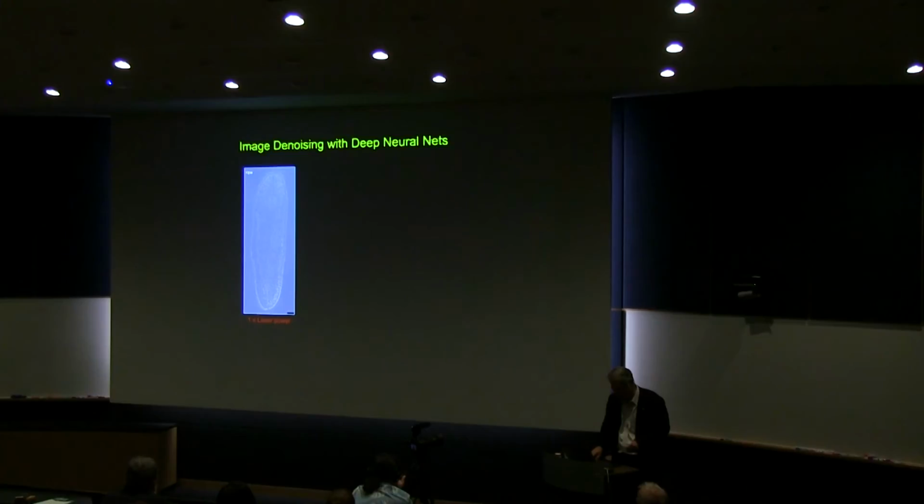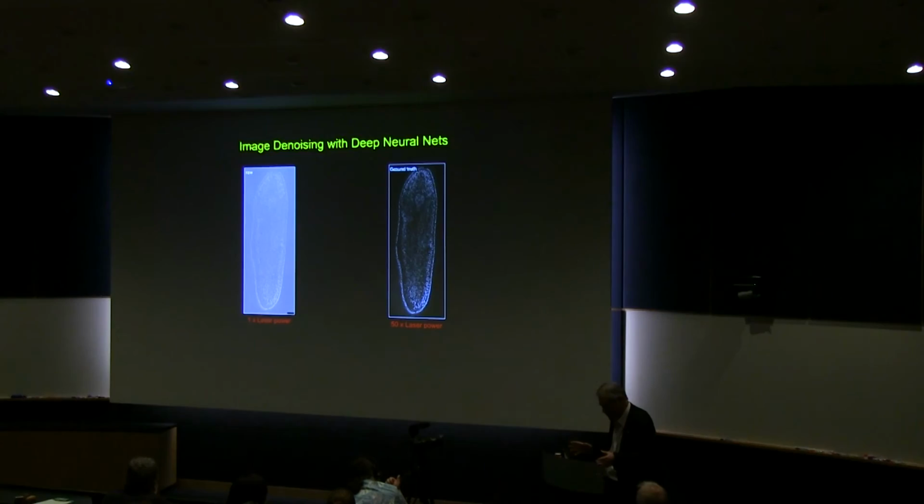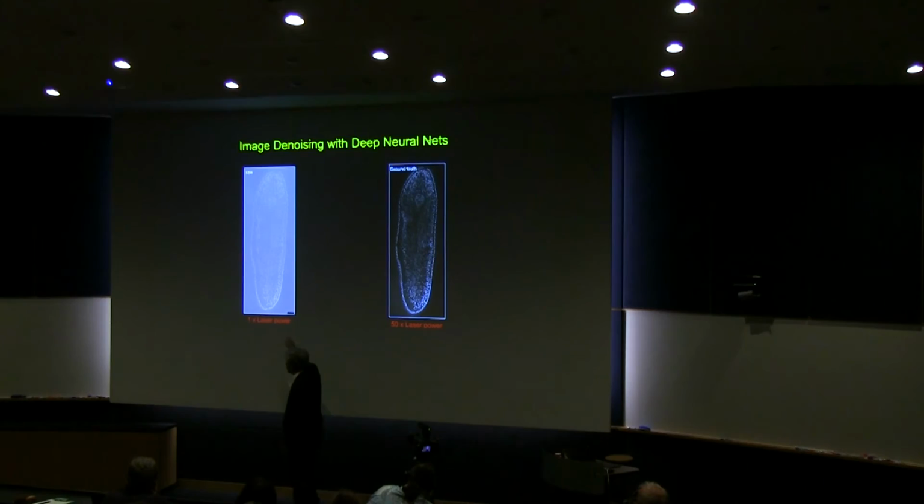What we did is we took a planarium that was in situ, that was dead, and we imaged it at high power to get a really good image. And actually, before we did it at high power, we did it at the power that we wanted to image it at. So this is the amount of power we can put in and not have the thing twitch. And this is what you get back if you put in that much energy. If you put in the energy you want, this is what you get.